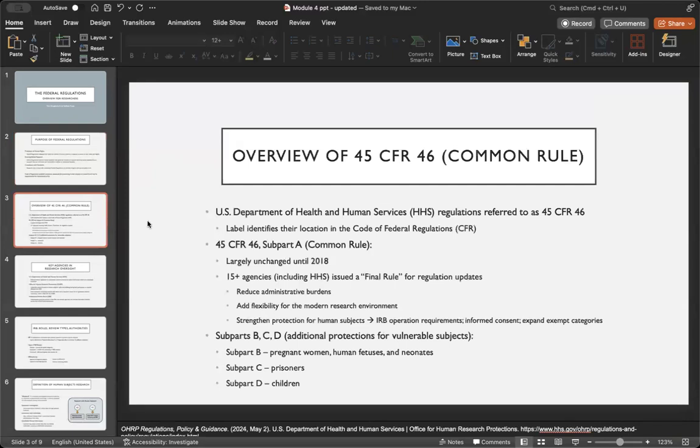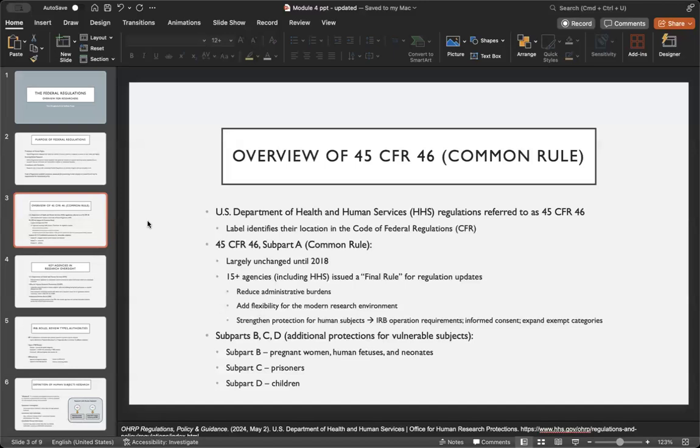So the primary federal regulation governing human subjects research is 45 CFR 46, which is issued by the U.S. Department of Health and Human Services, or HHS. The term 45 CFR 46 is specifically referring to the regulation's location in the Code of Federal Regulations. And then there are three other subparts that we're going to talk about. But for now, subpart A of this regulation is commonly known as the Common Rule.